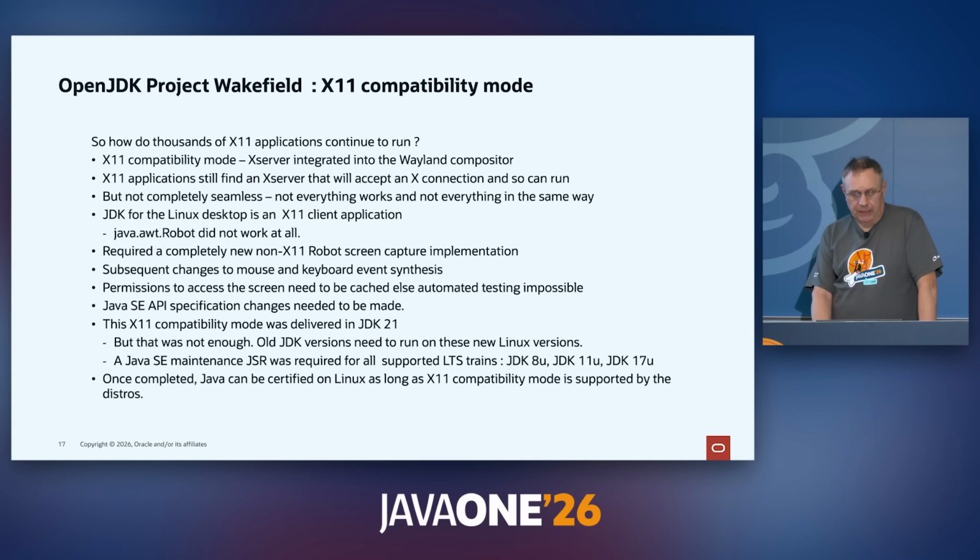So we had to completely re-implement that, and it even caused us to have to change the Java SE specification. And that was a particular problem in that, it's fine, we delivered that in JDK 21. So with JDK 21, we'll say, yes, this can run on a Wayland desktop and be compatible. But that would not be enough because we knew distros were coming along that only supported Wayland, and we needed to still support JDK 8, JDK 11, etc. So that meant we had to do a special thing called the maintenance JSR, and that was backported to all these different trains.